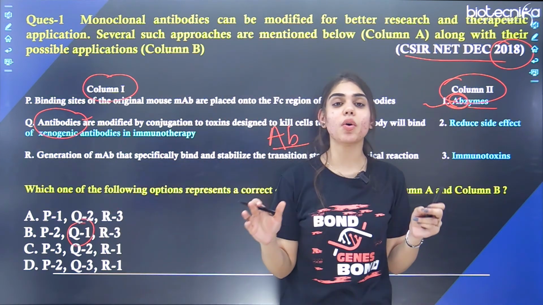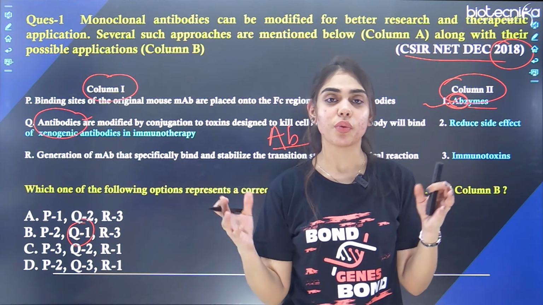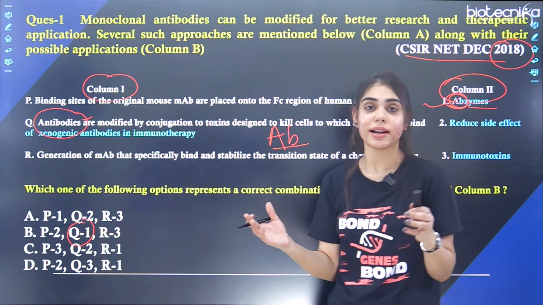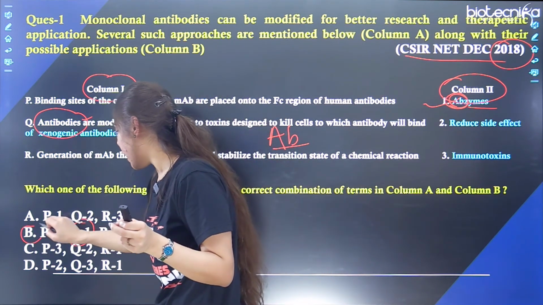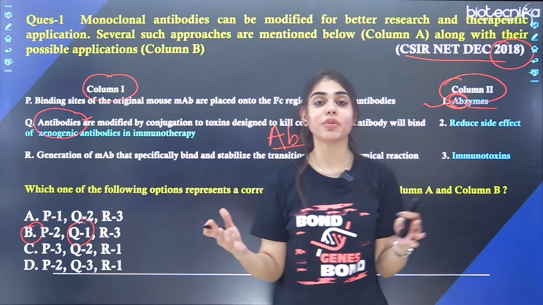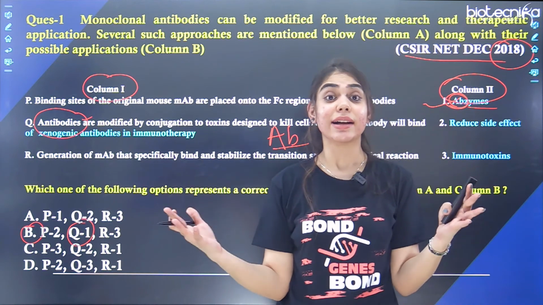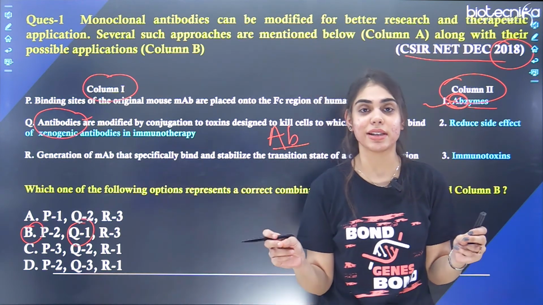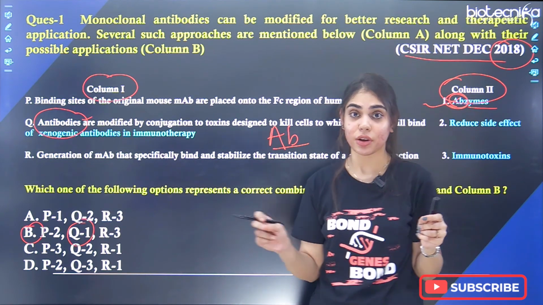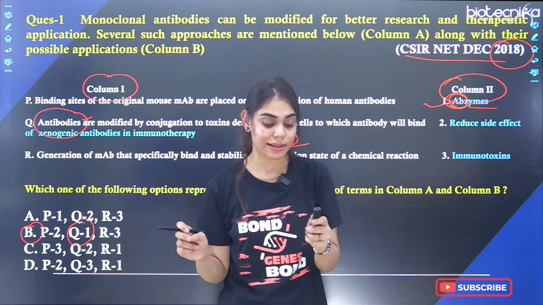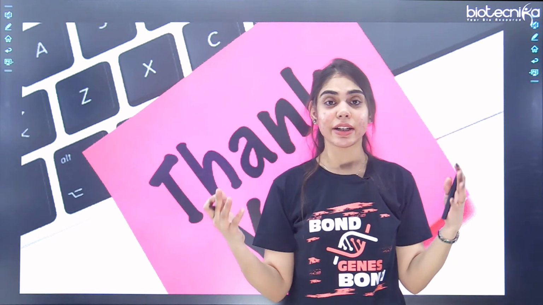So you can see only by picking one option you can reach the final answer, that is option B, P with 2, Q with 1 and R with 3. Now you may be wondering why I'm not reading the other options, because it is not necessary. If you find only one option as a right answer, you can directly choose that option as the final answer. So now I hope I have cleared all your doubts.